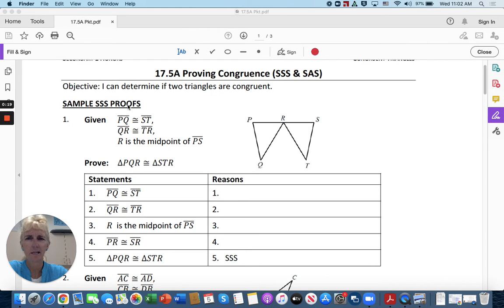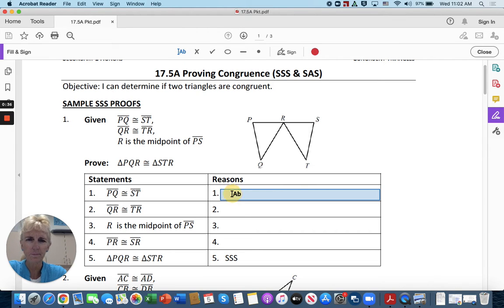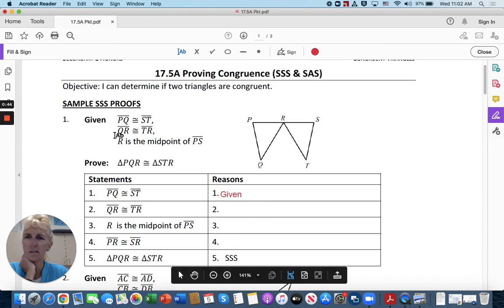Sample side, side, side proof. Here's what's given, and we are to prove that this triangle is congruent to this one. Okay, so we're given these statements. PQ is congruent to RS. For what reason? And we know that one. Like I said, 99% of all proofs start out with the reason being that it's given. QR is congruent to TR. That is also given.